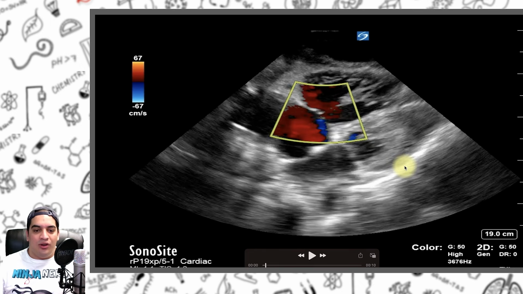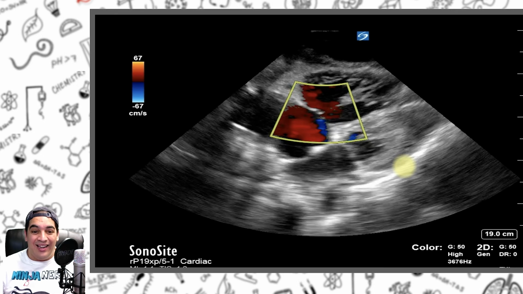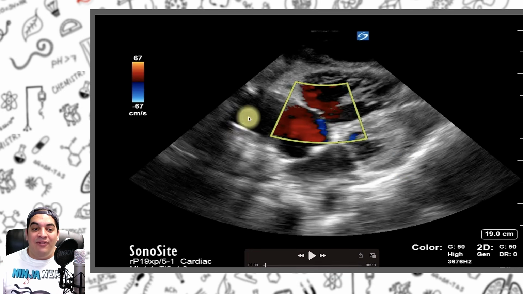Now, what I want us to notice here is that in someone who has a PE, the right ventricle will be dilated and it'll be dysfunctional. It won't be contracting very well. And the right ventricle can be bigger than the left ventricle. And on top of that, the inferior vena cava may be a little bit plumpier than usual. So let's scroll through.